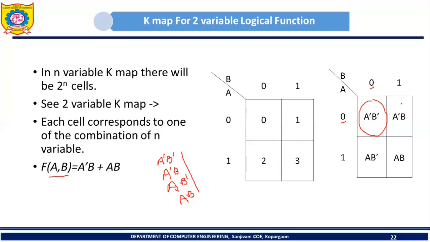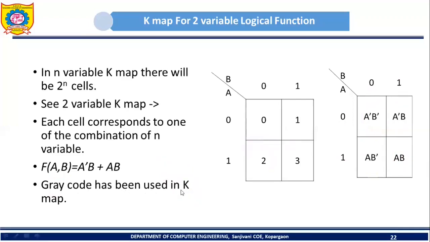Then consider the next cell. For the next cell, what is the value of A? The value of A is 0. What is the value of B? The value of B is 1. This cell should correspond to which input combination? A is 0, so A prime, and B is 1, so B. Similarly, consider this cell. What is the value of A? 1. What is the value of B? 0. This cell should correspond to which input combination? A is 1, so A, and B is 0, so B prime. Then consider this last cell. What is the value of A? Yes, 1. What is the value of B? Yes, 1. For this cell, the values of A and B are 1, 1. So this cell corresponds to the input combination AB.